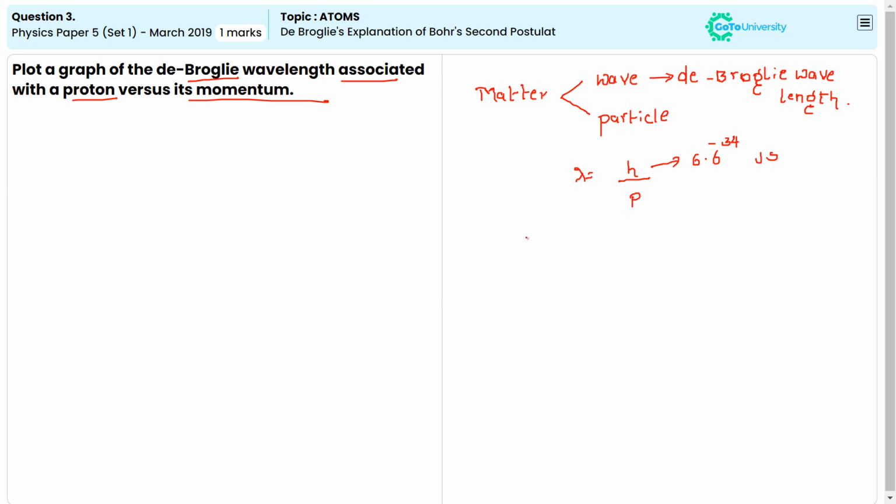Then the graph of wavelength versus momentum will look like this. Lambda is on the y-axis and p is on the x-axis, and if either one is varied, it is a hyperbolic curve. That means if the momentum increases, then the wavelength decreases, because it is inversely proportional.